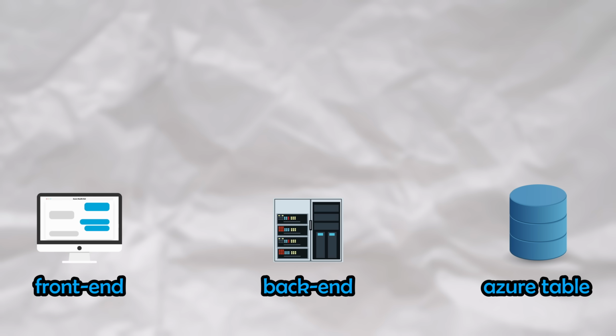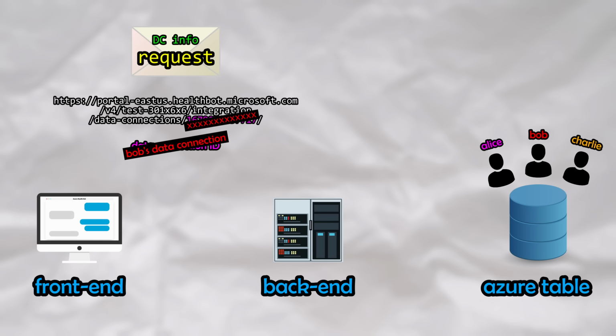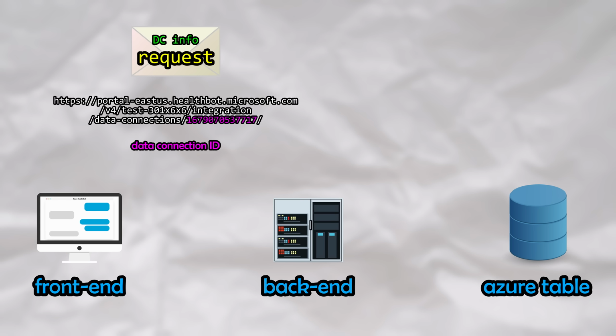Given this, the bug hunter's intuition was to start playing around with the data connection ID, as this identifies an instance of a data connection. If the data connections from multiple users are all stored in the same table, and we're somehow able to query for an arbitrary data connection ID, we would be able to access data connections of other users. Of course, we know what the client's request to the server looks like, as it is directly observable on the client. However, we cannot directly observe what the server's query to the Azure table looks like.